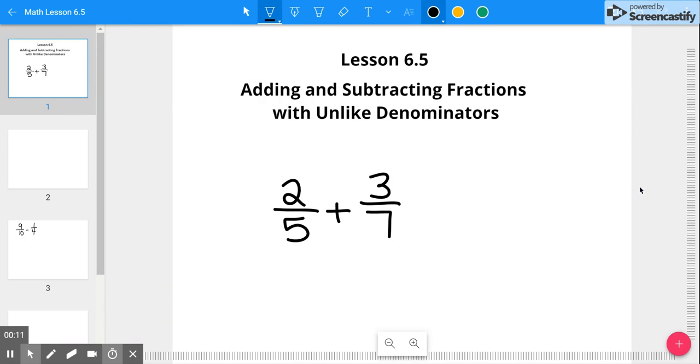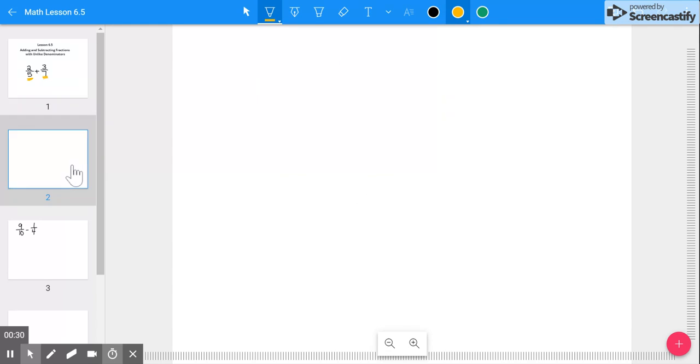My first problem is 2/5 plus 3/7. I can't do anything with this problem because the denominators are not the same. We need to have common denominators before we do anything with our fraction solving. And remember, common denominators is for addition and subtraction of fractions. So let's solve this problem.